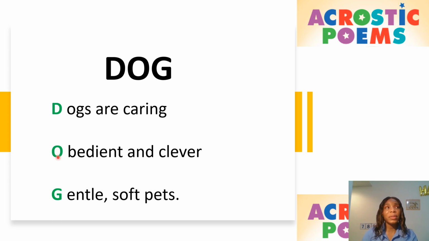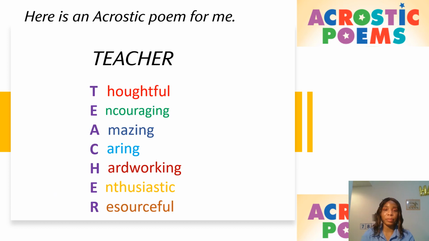Oh, we have to think of a word or a phrase that relates with the word we have chosen for our acrostic poem. O, obedient and clever. And we have the next one, the letter G, gentle, soft pets. And we all know that dogs are caring, they are obedient and clever, they are gentle, and they are equally soft pets. I believe you all agree to that.